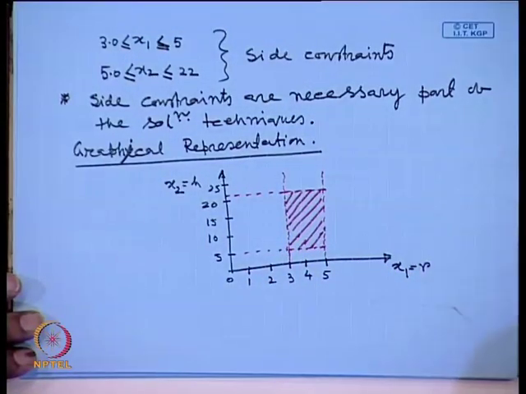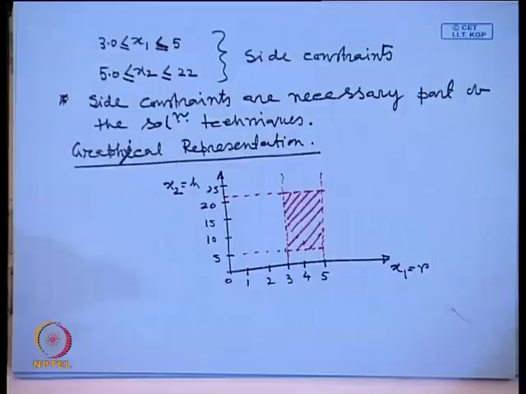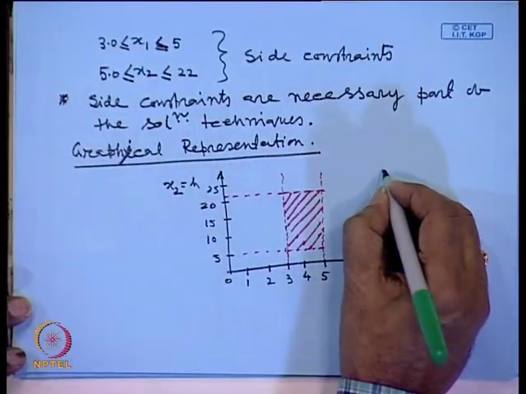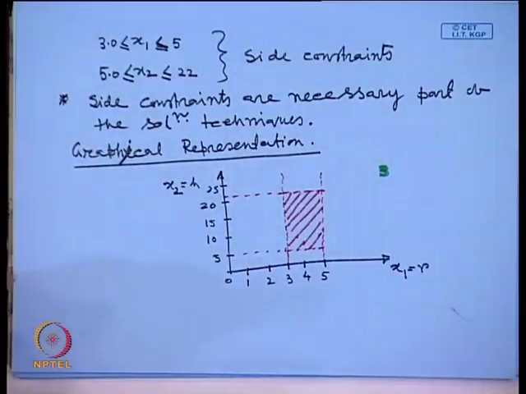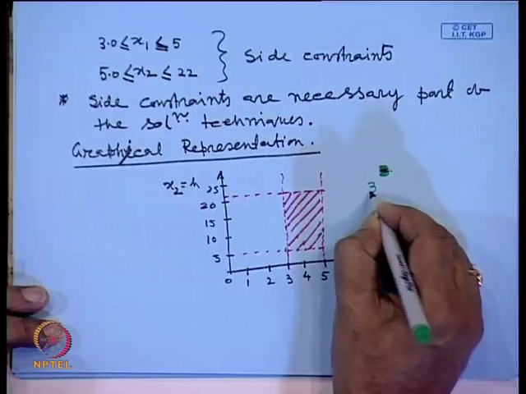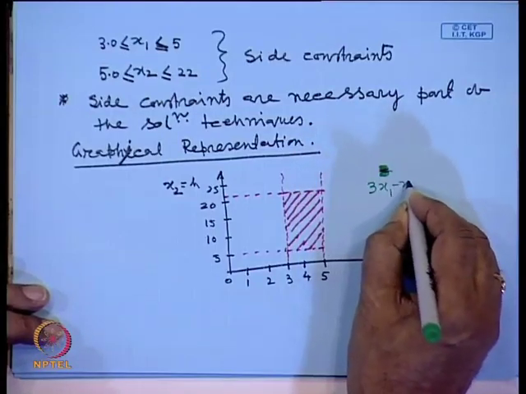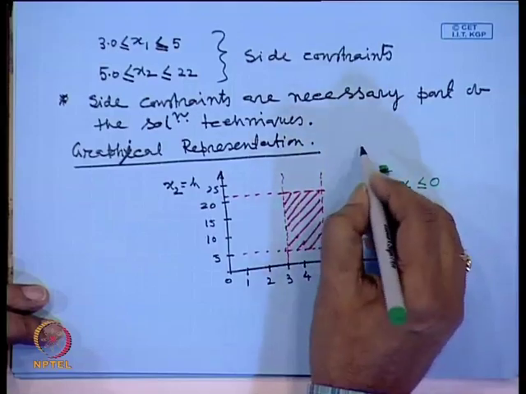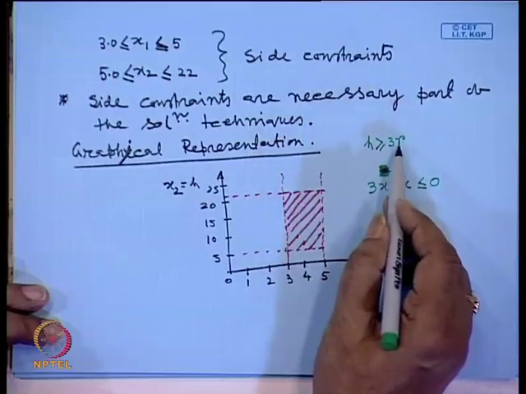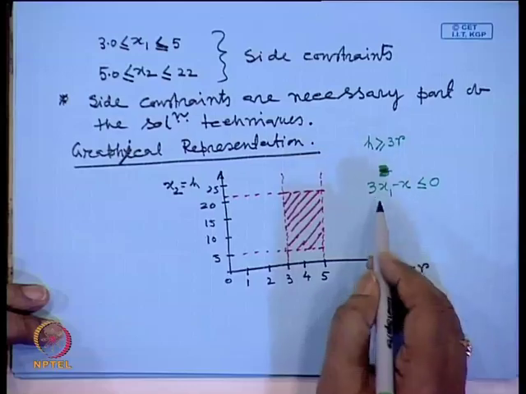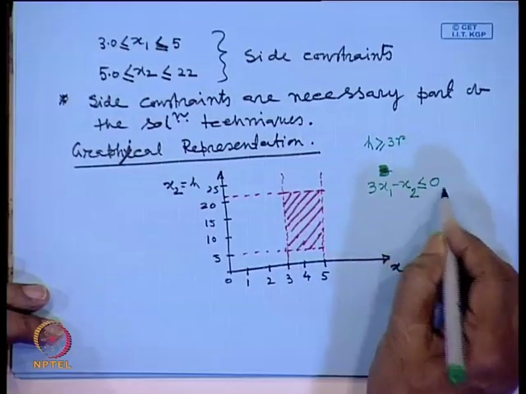Not only this, there is another constraint. Further, we can compress the search region. If you see, it is given that h is greater than or equal to 3r, which in turn we can write as 3x1 minus x2 less than or equal to 0, because our constraint, if you recollect, is that h is greater than or equal to 3r. Here r is what we have defined as the x1 variable. So, 3x1 minus x2 is equal to this constant.